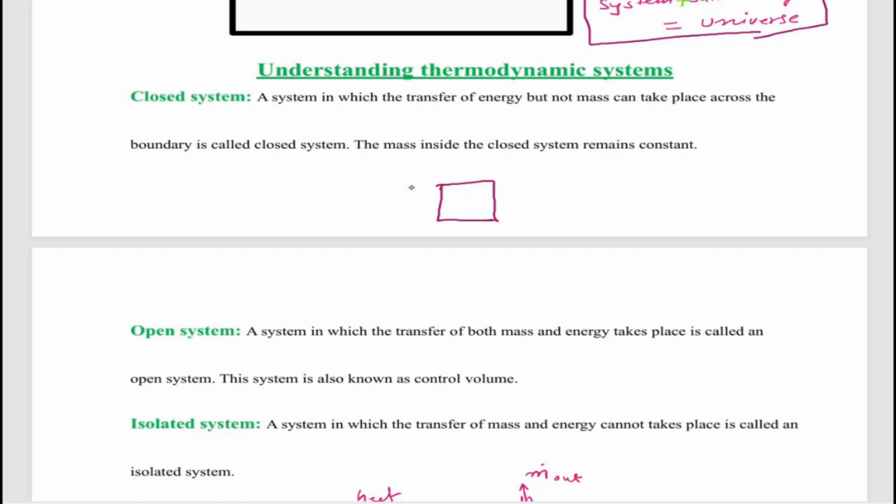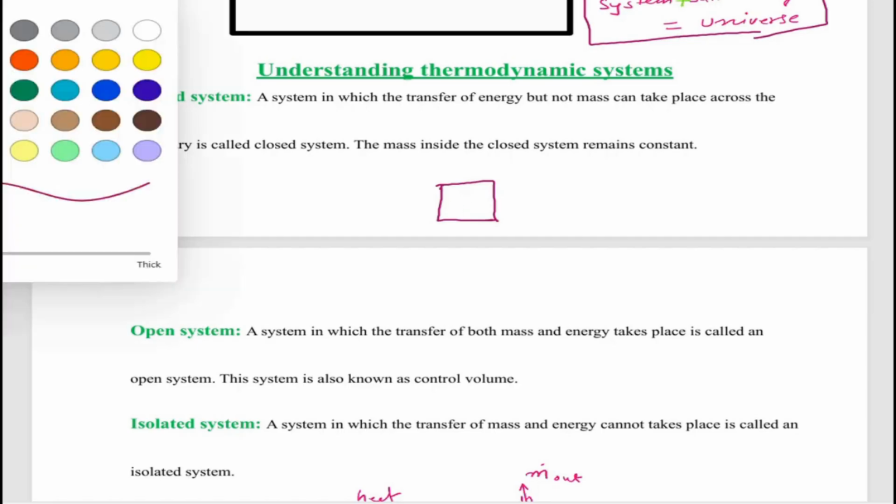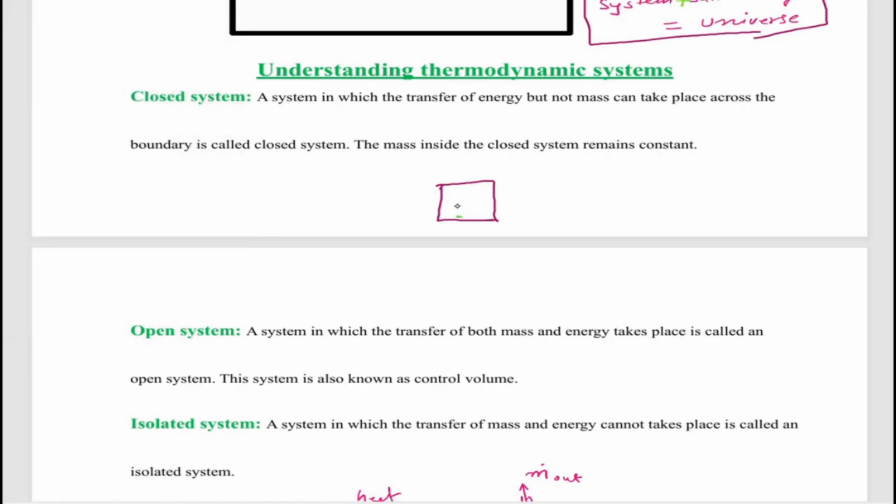Inside this container, gas is there, right? But there is no leakage. There is no path for this gas to escape to the surrounding, and no gas may come from the surrounding into the system. Such a system is called a closed system, right?